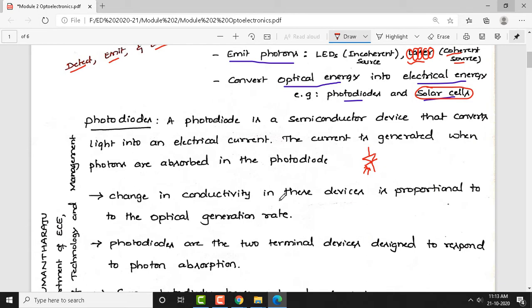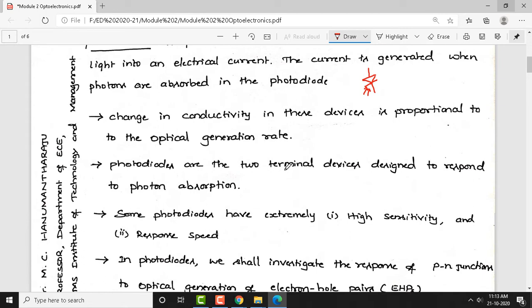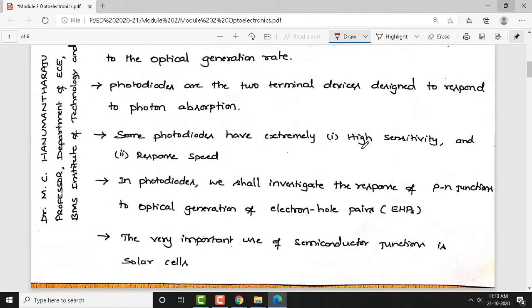The change in conductivity of these devices is proportional to the optical generation rate, and photodiodes are two terminal devices designed to respond to photon absorption. There are two important properties of photodiodes. High sensitivity is one of them, and the second is response speed. In fact, these two properties depend on various parameters of the photodiode. We will see all those things in coming classes.